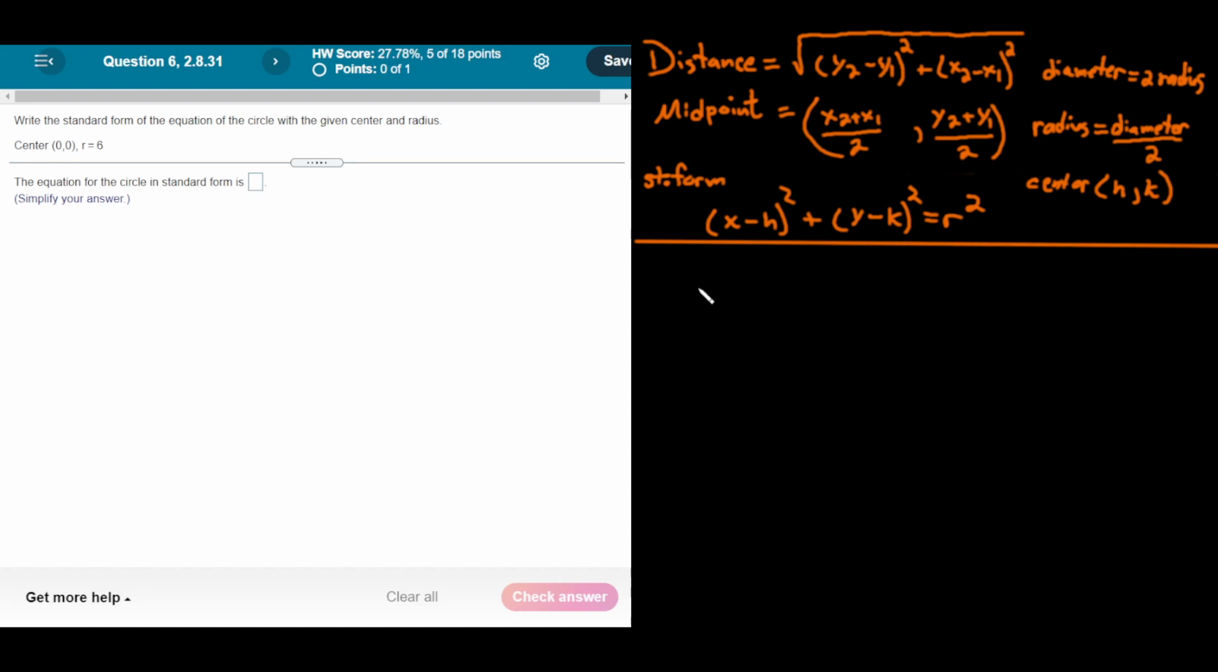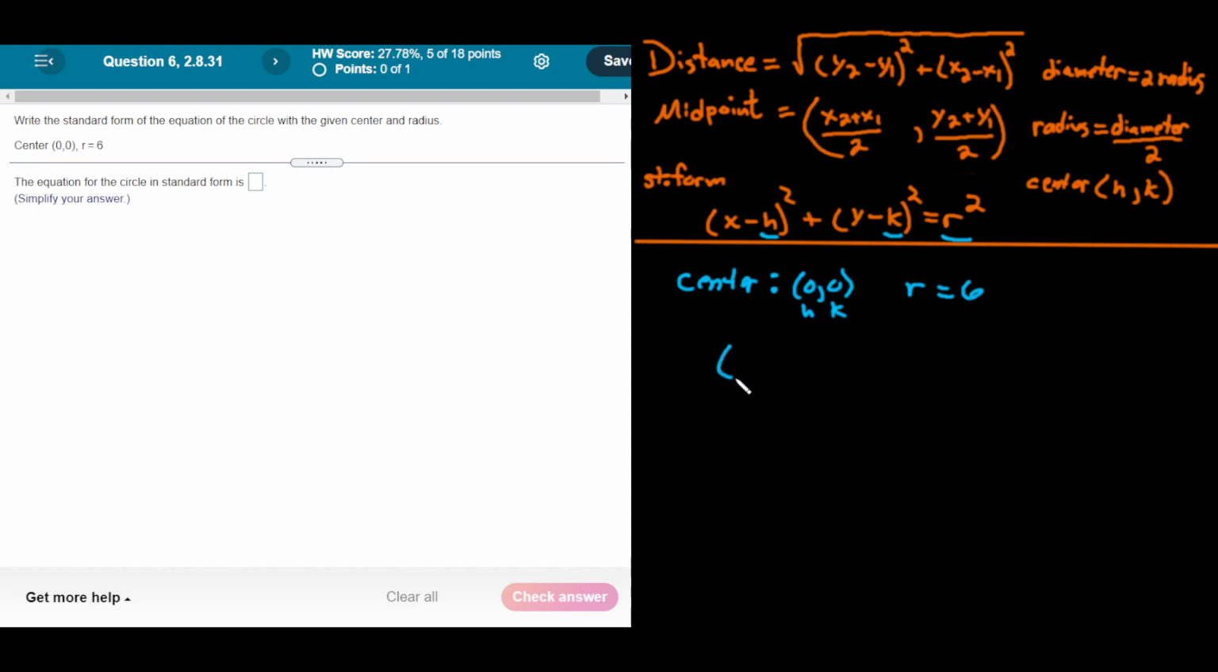So how does that apply to us? Well, basically, they gave you the center. The center is going to be 0, 0. So your h is 0 and your k is 0 because it's the center. And then we have the radius, which is r, is equal to 6. So all you do is plug everything in. You have your h, you have your k, and you have your r. So you just plug those numbers right in there, and that's it. I know it seems too good to be true, but trust me, it is.